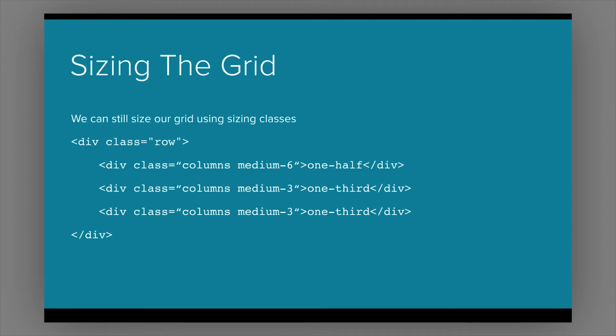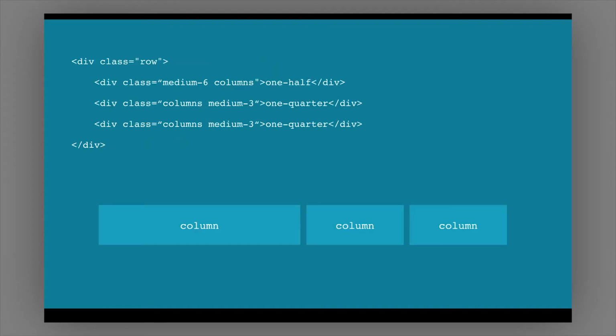So now we have sizing classes for our Flexbox grid. This is just like the Foundation 6 float grid. The sizing classes work very much the same way. We have our row and our columns here, but the first column is medium 6. So on a medium screen, we want it to be 1/2 of the width of the container of the row. And then 2 more columns there, both medium 3, so they add up to 100%.